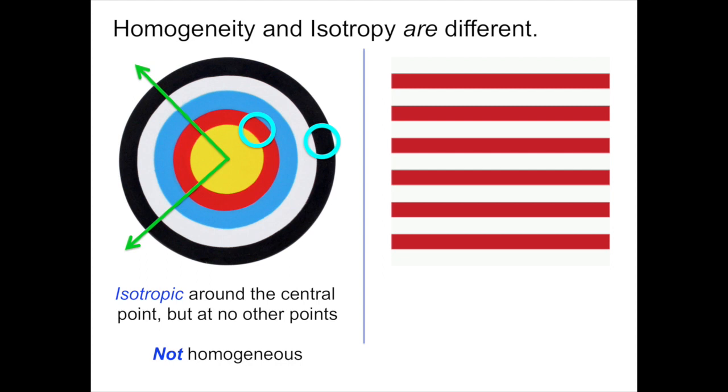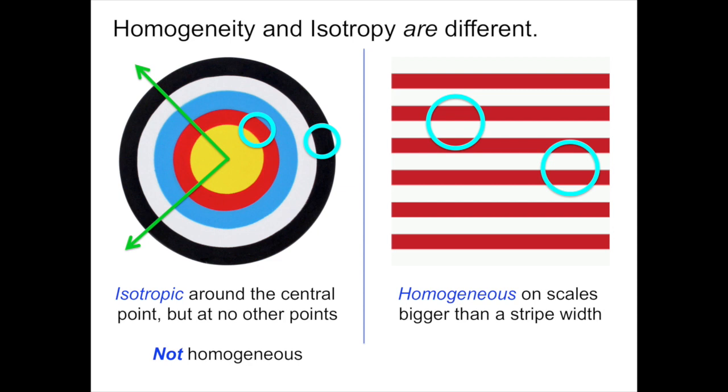Turning instead to this stripe pattern, an alternating pattern of red and white stripes. This pattern is homogeneous provided that the scale of the circle that I'm looking in is bigger than the width of a stripe. For example, by drawing these two fairly large blue circles here, larger than the scale of the width of one of the stripes, I see around me an alternating white-red pattern with a very characteristic scale for the width of the stripes.